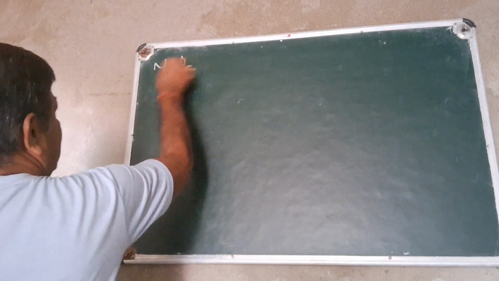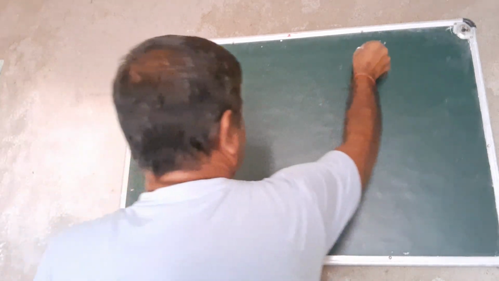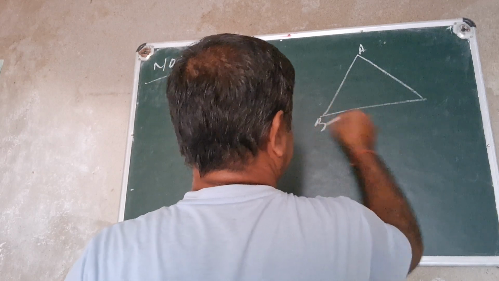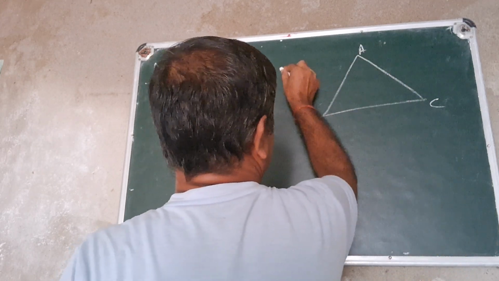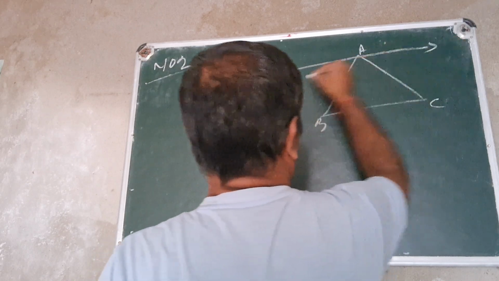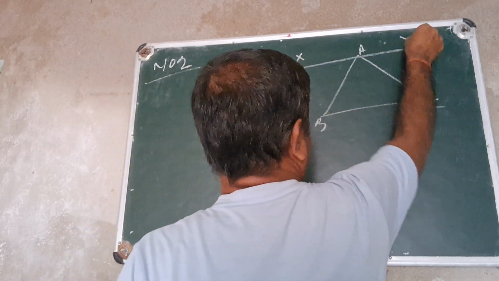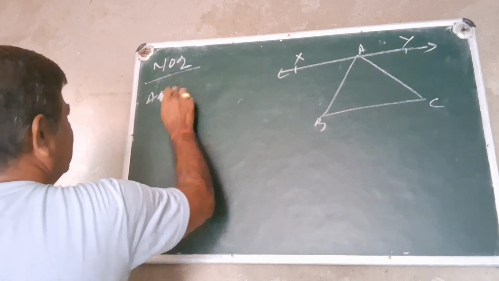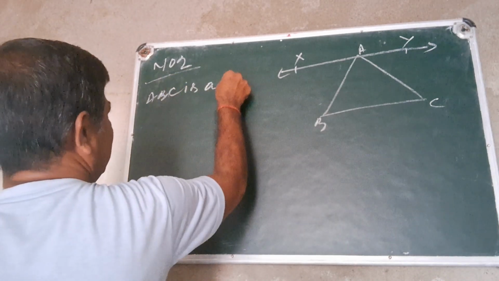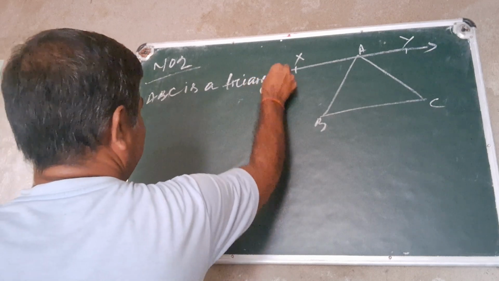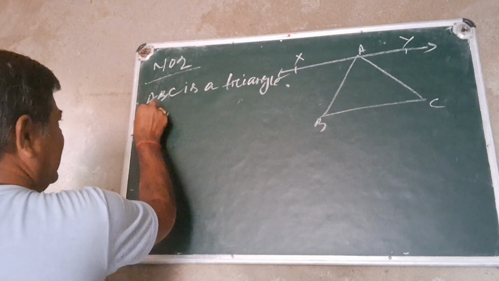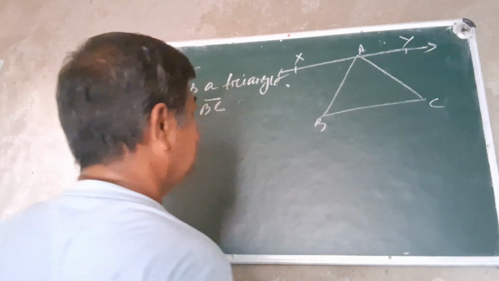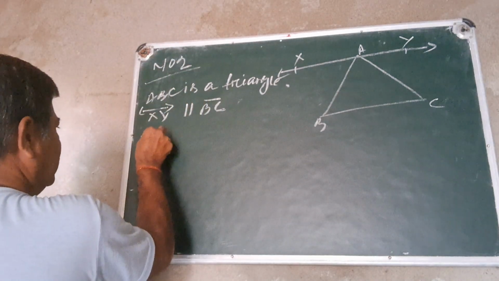Question number 2. What is given? ABC is a triangle. Here is a line XY. XY is parallel to BC. We will prove it.